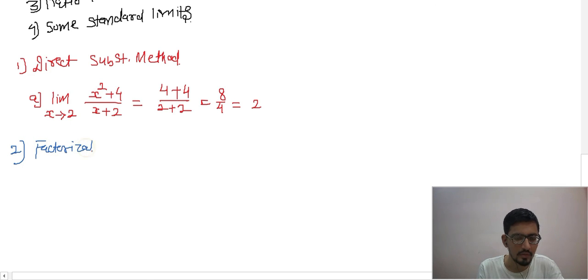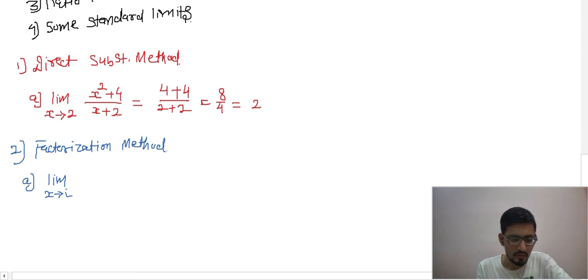Now see one more example of the factorization method. If I am writing one example, see now: limit x tends to 2, x square minus 4 divided by x minus 2. Now here very clearly we can understand, if you apply 2 here, the denominator is coming 0. The numerator is also coming 0, but that is not our concern. The numerator can be 0, the denominator cannot be 0, because division by 0 is an error in mathematics. 2 minus 2 will become 0.